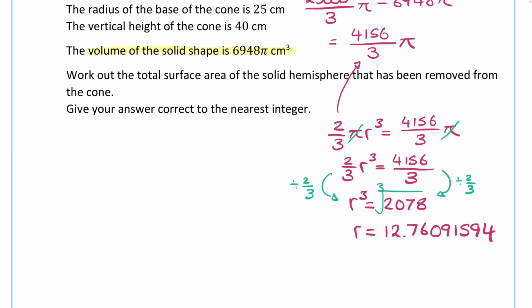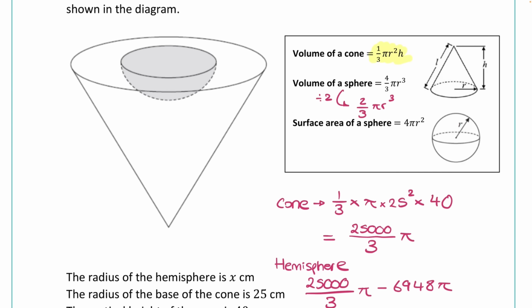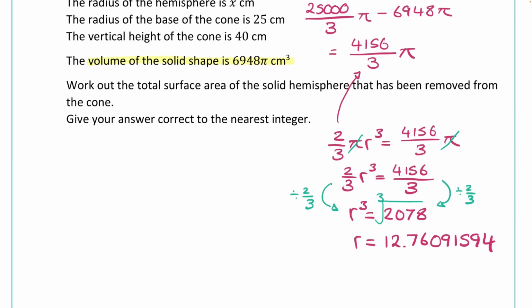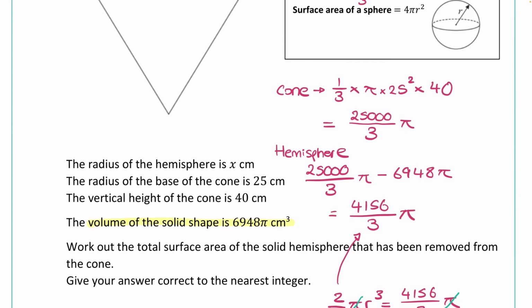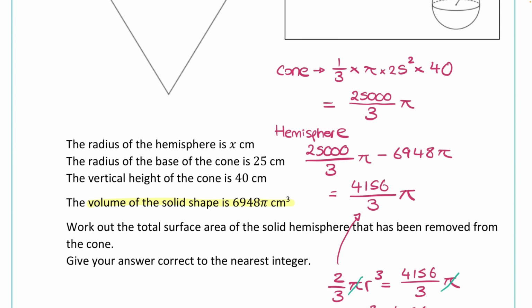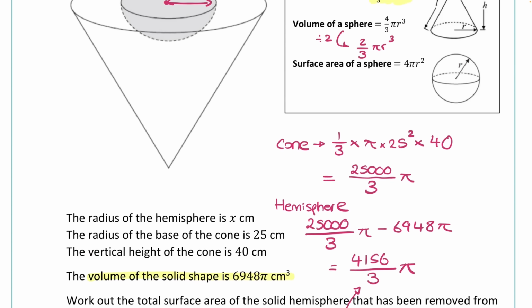Now I'm not going to round that number there, I'm going to leave it as it is because I do want my answer to be as accurate as possible here, but I now know the radius of the sphere, or the hemisphere. Now that's 12.76 to 2 decimal places, so I'm going to label it up here 12.76, just so I have a visual idea of what that looks like. And of course the question was to work out the total surface area of the hemisphere.